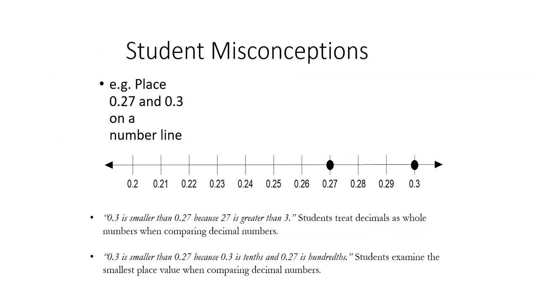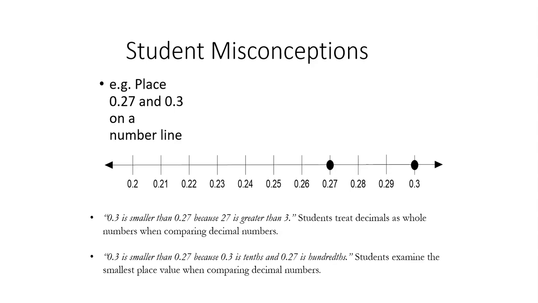There's our number line again. Sometimes students will say that 0.3 is smaller than 0.27. Why? Because 3 is smaller than 27, or 27 is greater than 3. In other words, rather than treating them as decimals, they're treating them as whole numbers. They're ignoring that decimal point, and they're saying, well, 3 is bigger than 27. And that's true. 3 is bigger than 27. But that's not what the question asked. The question asked 27 hundredths versus 3/10.